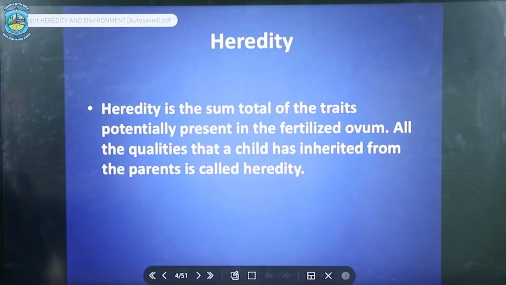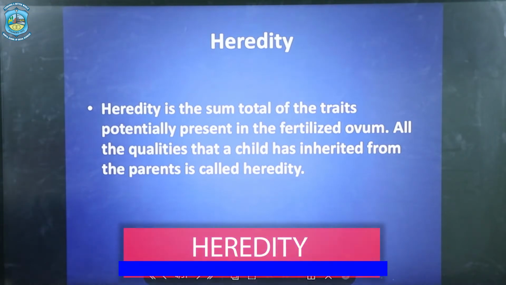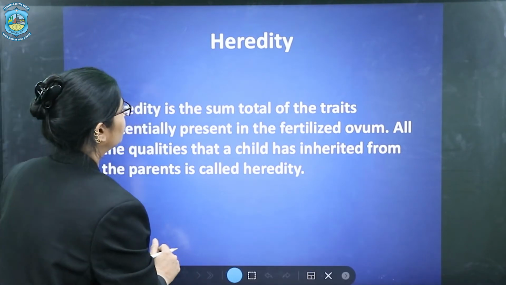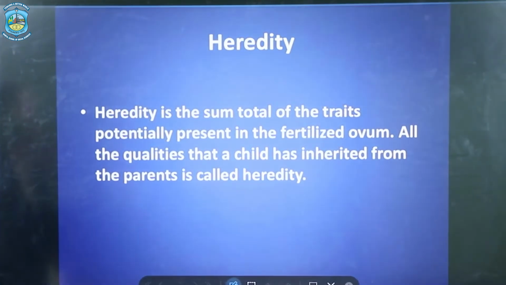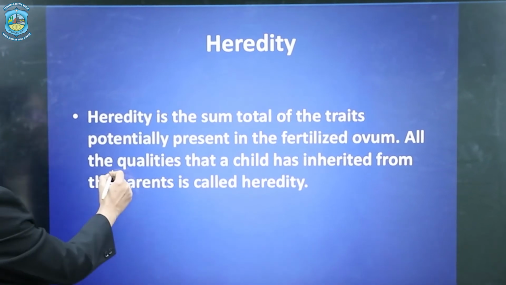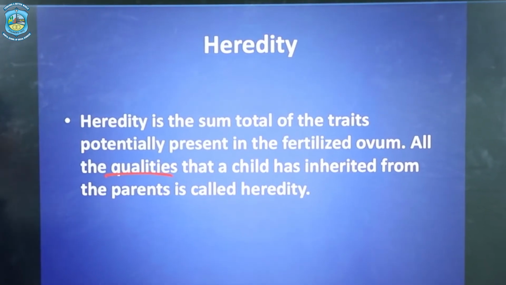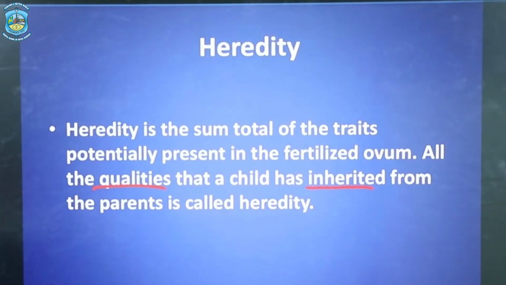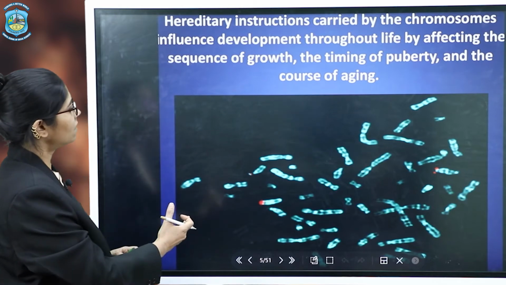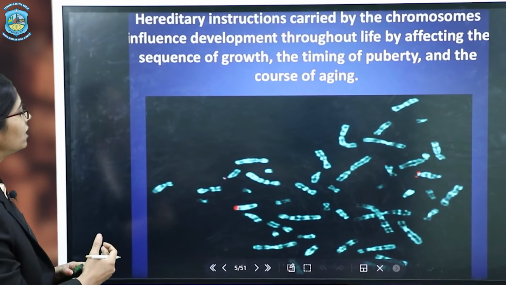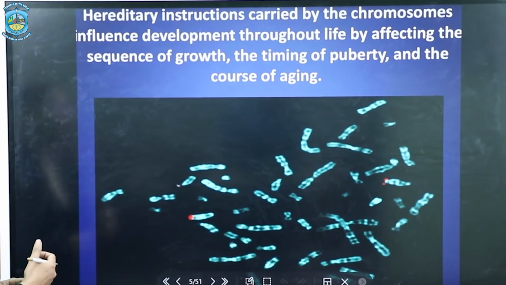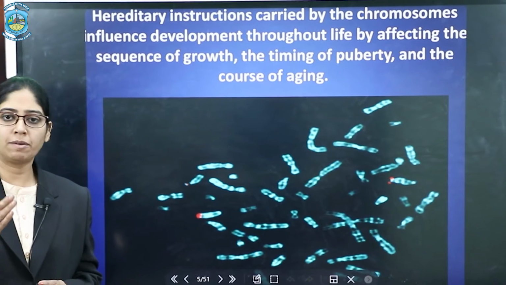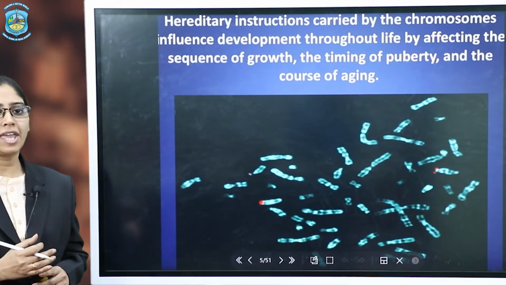After the definition, let us look in more detail at heredity. Heredity is the sum total of the traits potentially present in the fertilized ovum. All the qualities that a child has inherited from the parents is called heredity. As you can see in the picture, hereditary instructions carried by the chromosomes influence development throughout life by affecting the sequence of growth, the timing of puberty, and the course of aging.